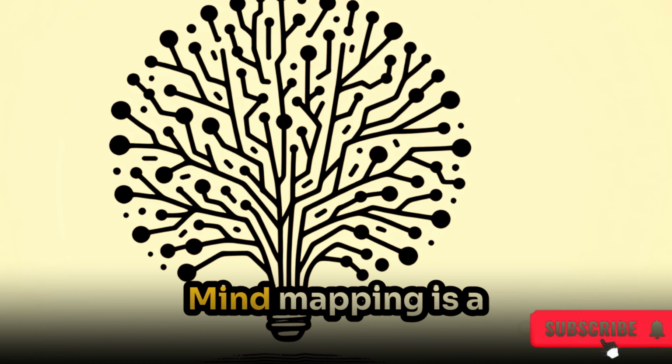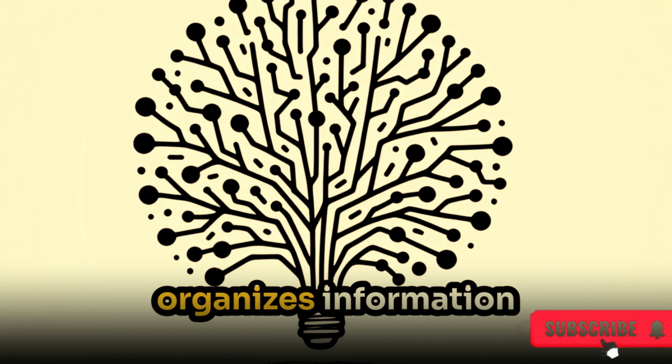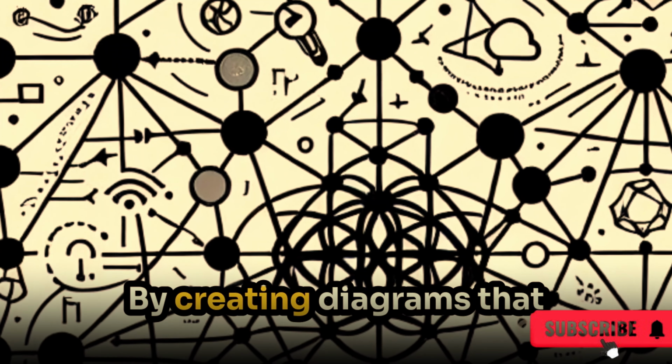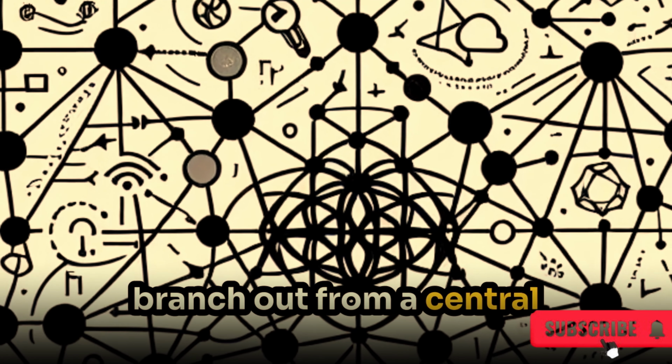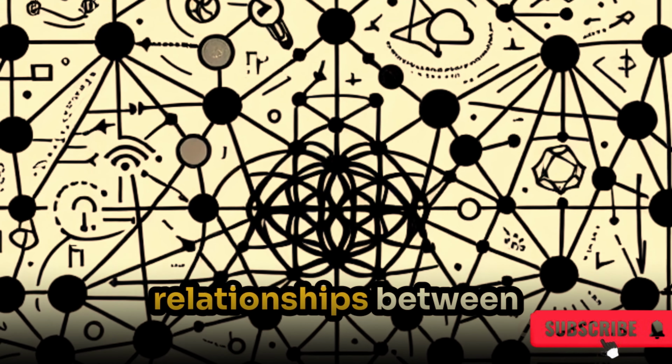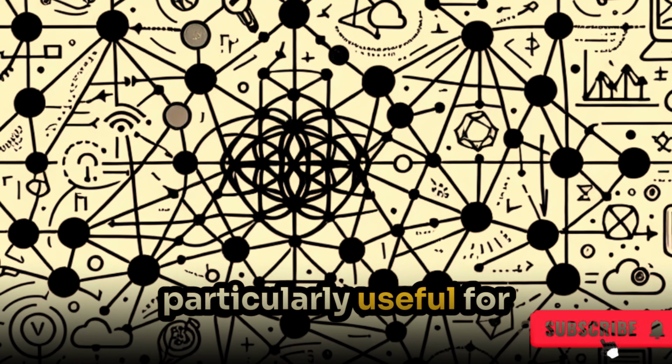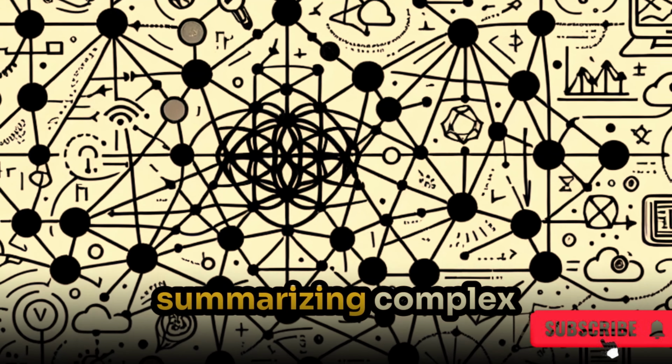5. Mind mapping. Mind mapping is a visual technique that organizes information in a structured, interconnected way. By creating diagrams that branch out from a central idea, learners can see relationships between concepts more clearly. This method is particularly useful for summarizing complex topics, brainstorming, and improving recall.